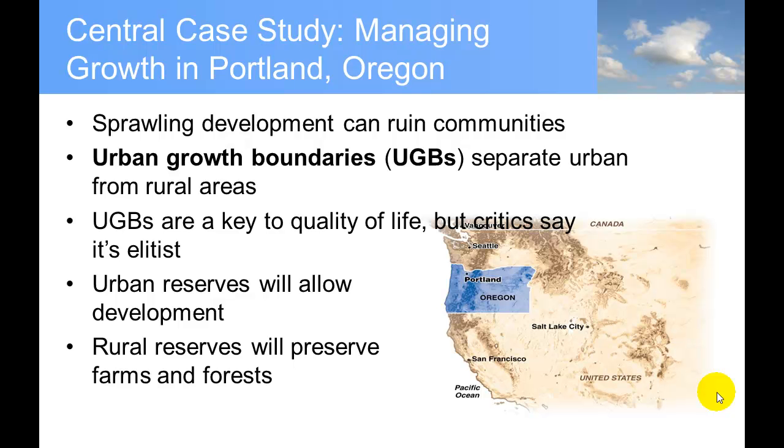UGBs, as they're known for short, are often promoted as a way of having a good quality of life for cities. The critics call it elitist, and say that it restricts the way in which land should be developed and restricts individuals and their ability to make use of land as they would want. But it does allow some development while reserving some rural areas to protect farms and forests.